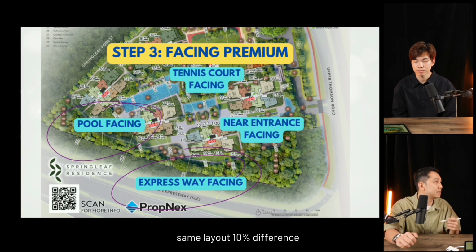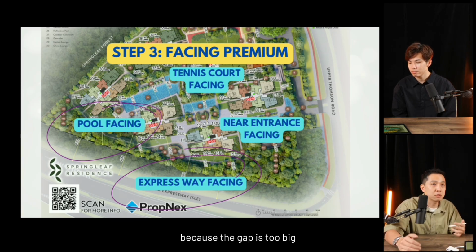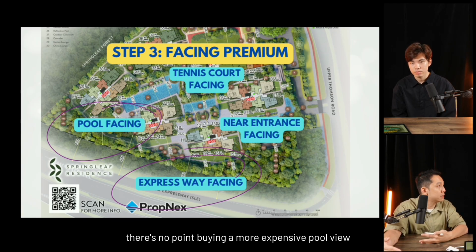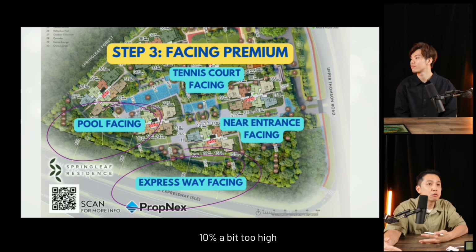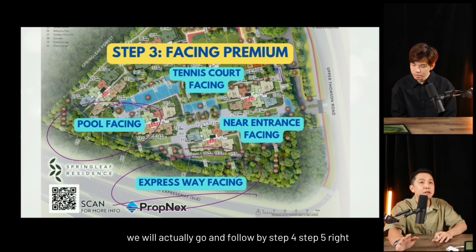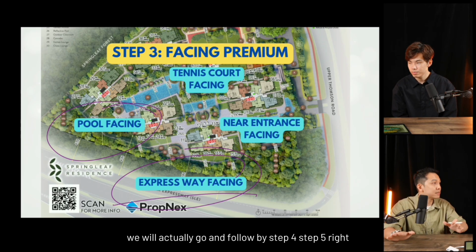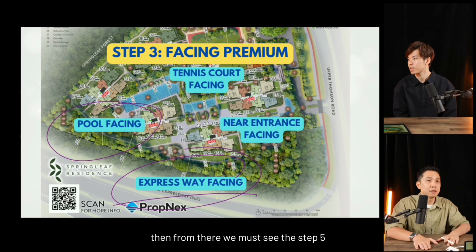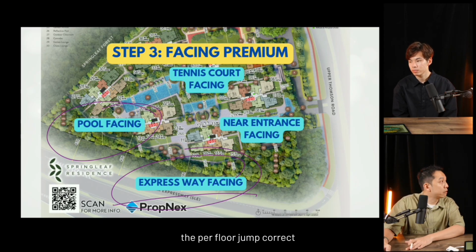Same layout, 10% difference. Definitely we will go for expressway, right? Because the gap is too big. There's no point buying a more expensive pool view with a 10% difference, it's a bit too high. So once we decided the expressway, we will follow by step 4, step 5, to choose a layout. Then from there, we must see step 5, the per floor jump.